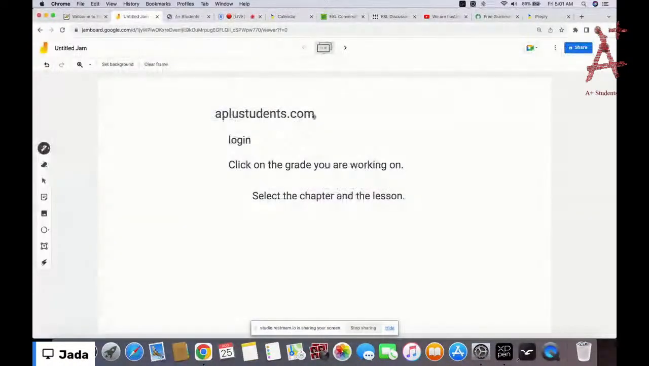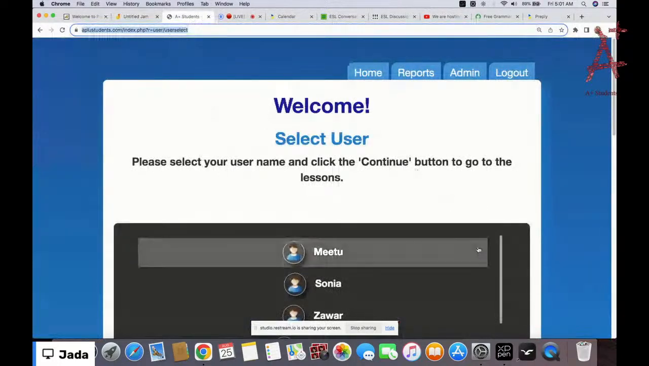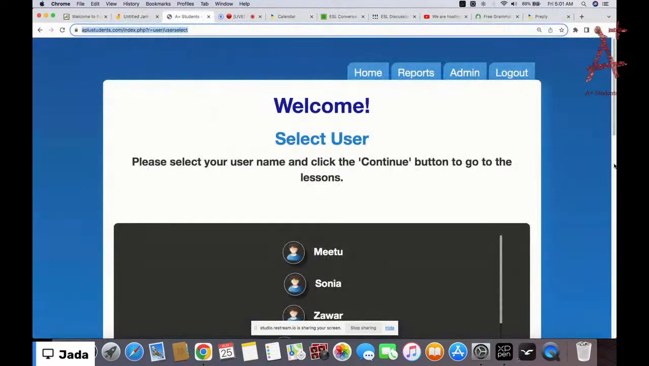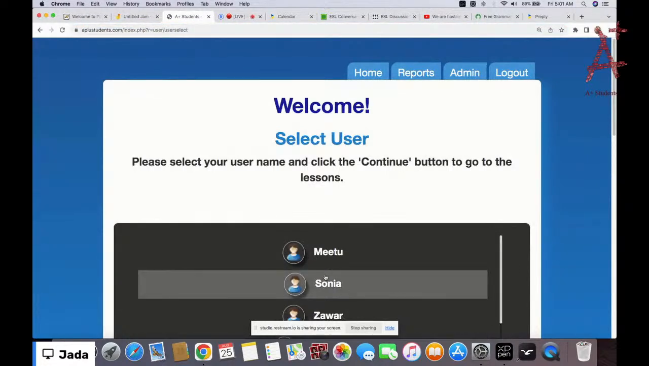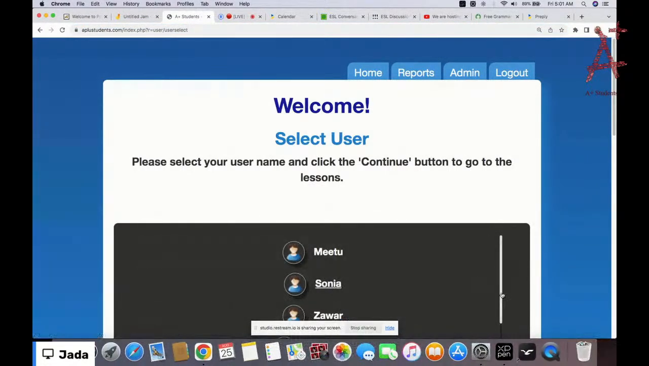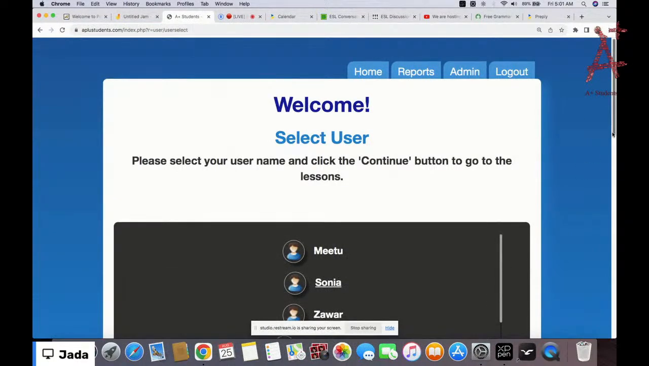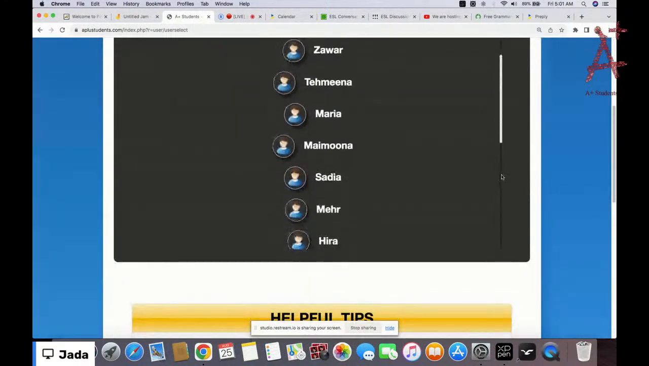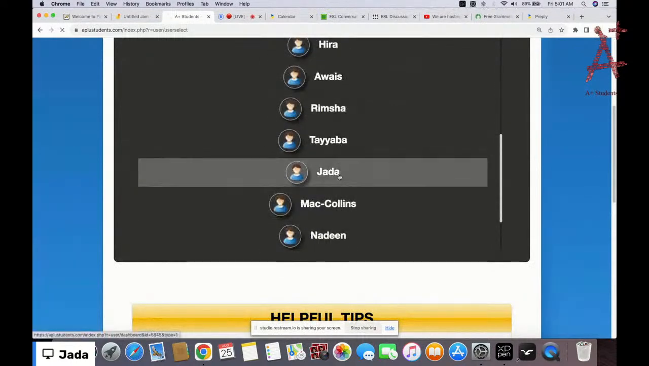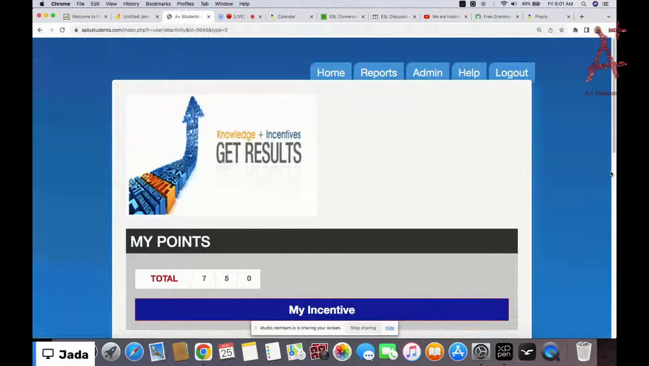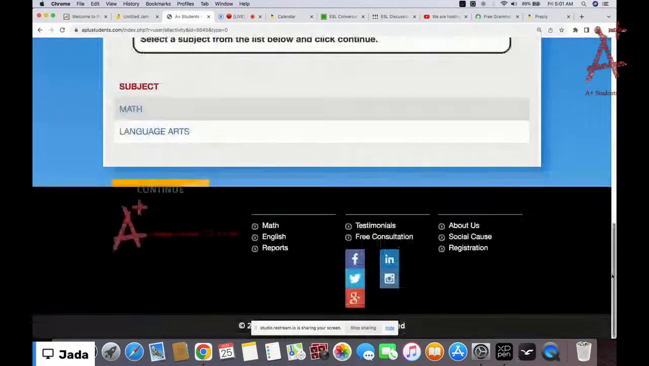So I'm just going to share my screen. You log in using aplusstudent.com. You input your email and your password here. Then you go over to where you can see your name. You scroll down to your name wherever it is, and then you click on your name. So after clicking on your name, you just go to the grade, which is grade one today.